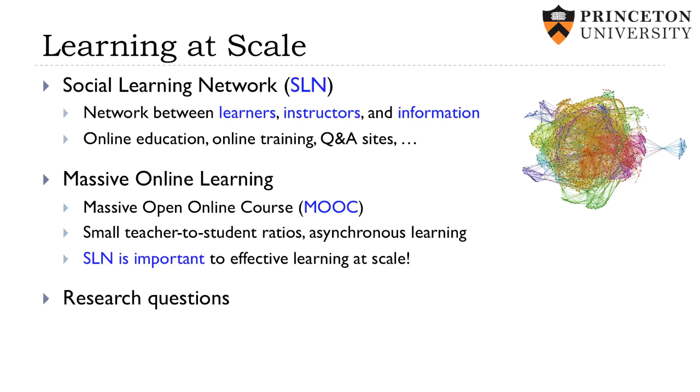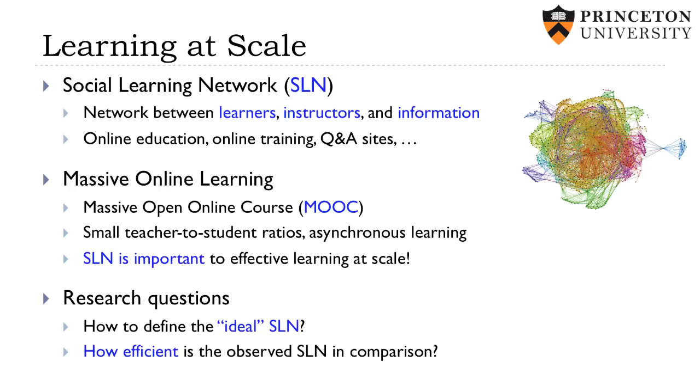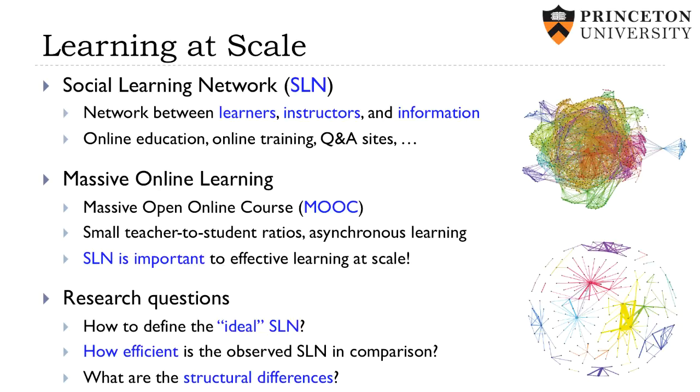In this work, we are developing ways of optimizing the efficiency of communication between learners in an SLN. To do so, we have started by asking three fundamental questions. First, how should we define the ideal SLN? Second, how efficient is the observed SLN in comparison to the ideal? Third, what are the structural differences between the observed and optimal SLN that can form the basis for our method to improve the network? To study these questions, we have proposed a framework for modeling SLN efficiency.